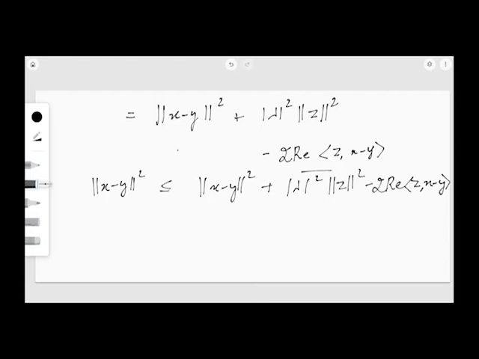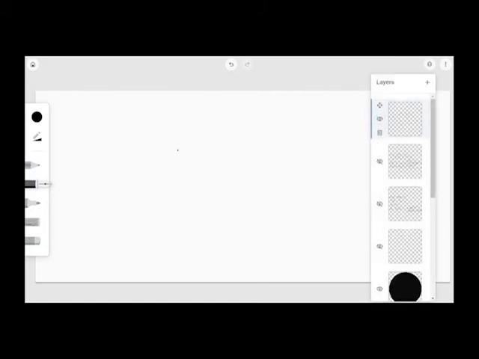Now we can cancel out this term, right? So we get that 2 times real part of lambda into inner product z comma x minus y, that is, there is a lambda over here, will be less than or equal to mod lambda square into norm z square. Next, we are going to choose lambda to be the term t into inner product z comma x minus y conjugate, where t is a real number.